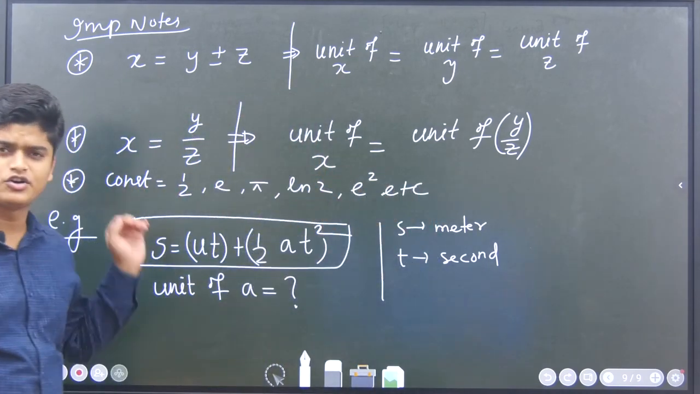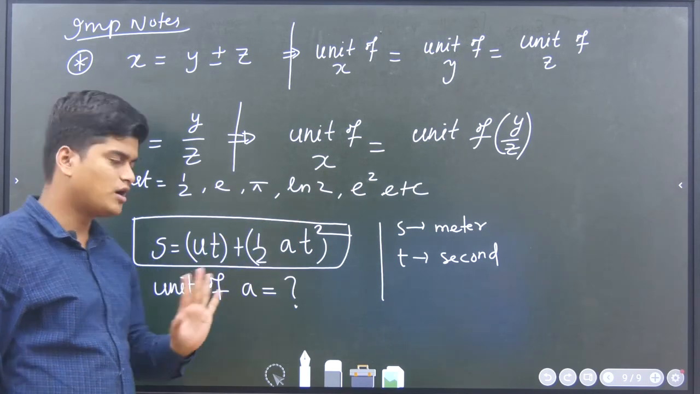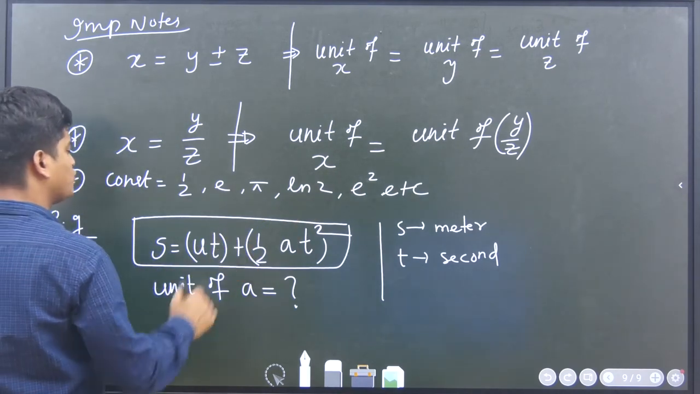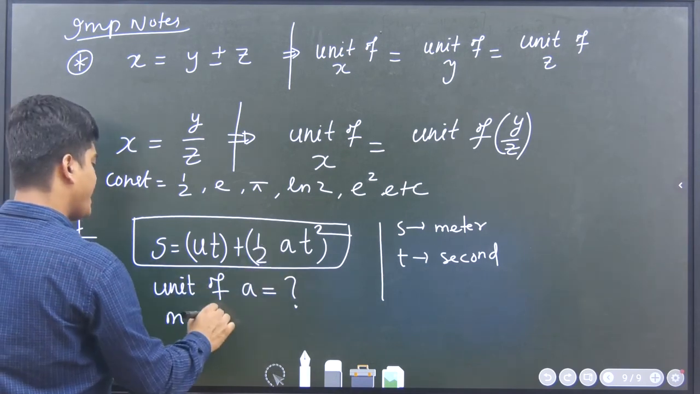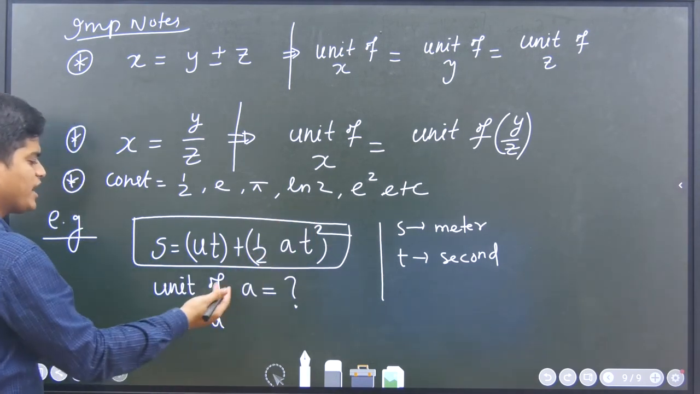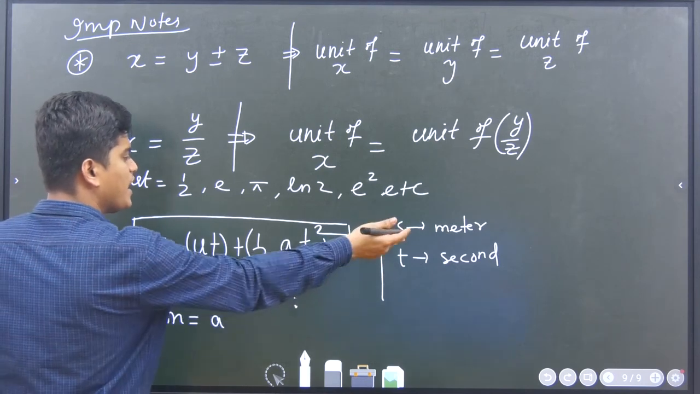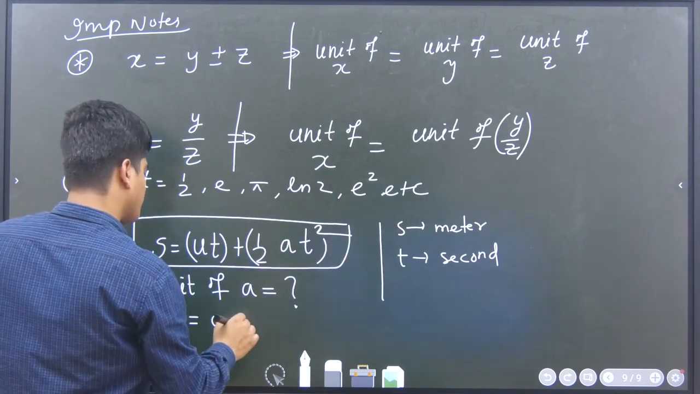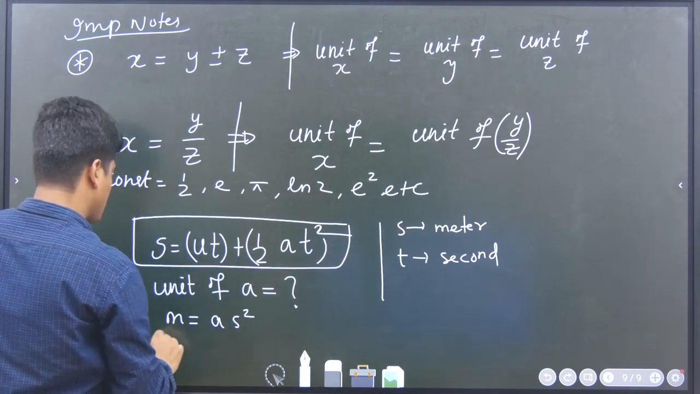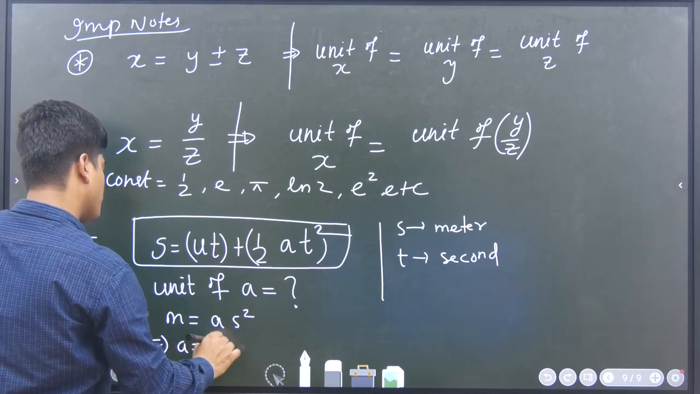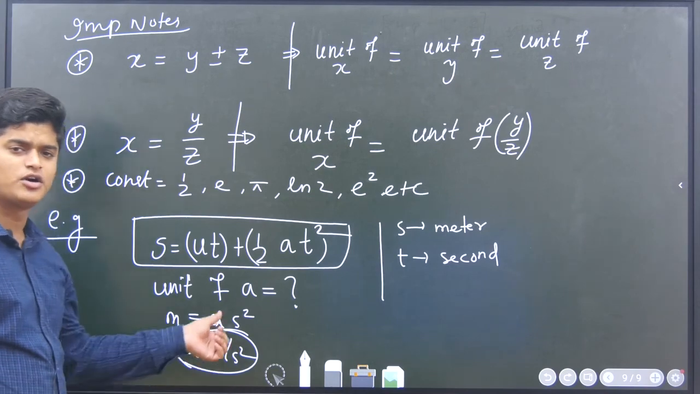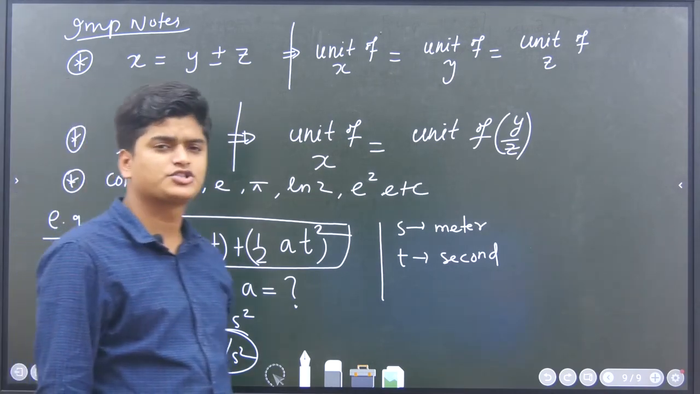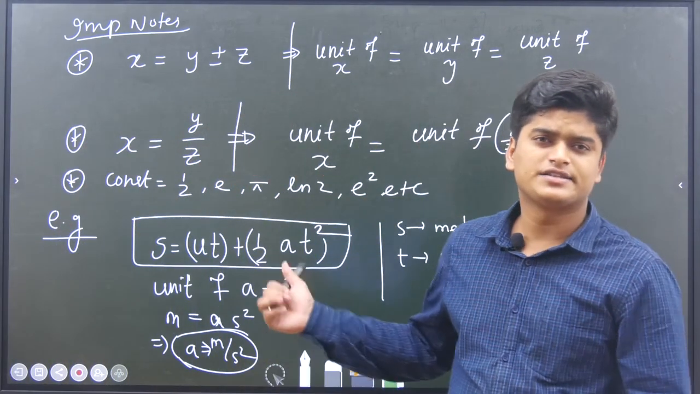No unity. Any constant thing is coming, they will have no unity. So here half is no unity, that means the unity of s is nothing but meter, that should be equal to a t square unity. So a unity I do not know, let me write it as a, and here t square is nothing but second square. Now from here if I write a, it is nothing but meter per second square. That means what I am getting, my a is nothing but meter per second square. So by this analysis I can calculate here.